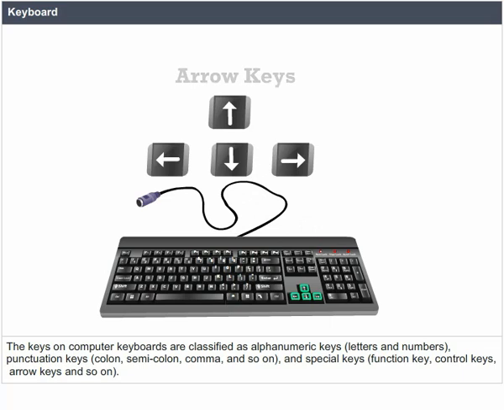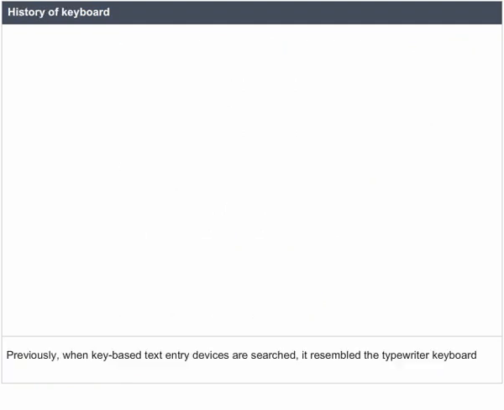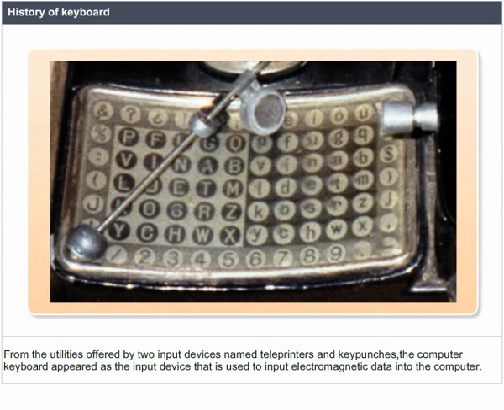Despite the development of several input devices, like mouse, pen drives, and many more, keyboard remains the most commonly used and most versatile device used for direct input of data made on the computer. History of keyboard. Previously, when keyboard text entry devices were searched, it resembled a typewriter keyboard. From the utilities offered by two input devices named teleprinters and key punchers, the computer keyboard appeared as the input device that is used to input electromagnetic data into the computer.